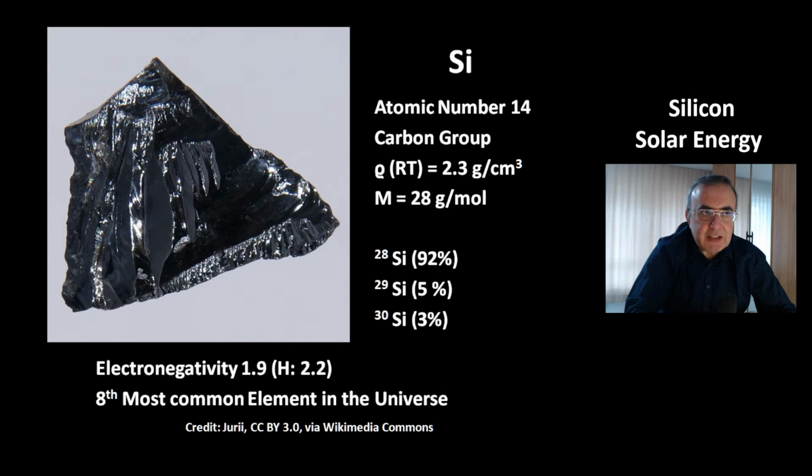And the silicon-28 isotope is another example of a very common isotope with an even number of protons and neutrons. The electronegativity of silicon is lower than hydrogen at 1.9. Silicon is the 8th most common element in the universe.